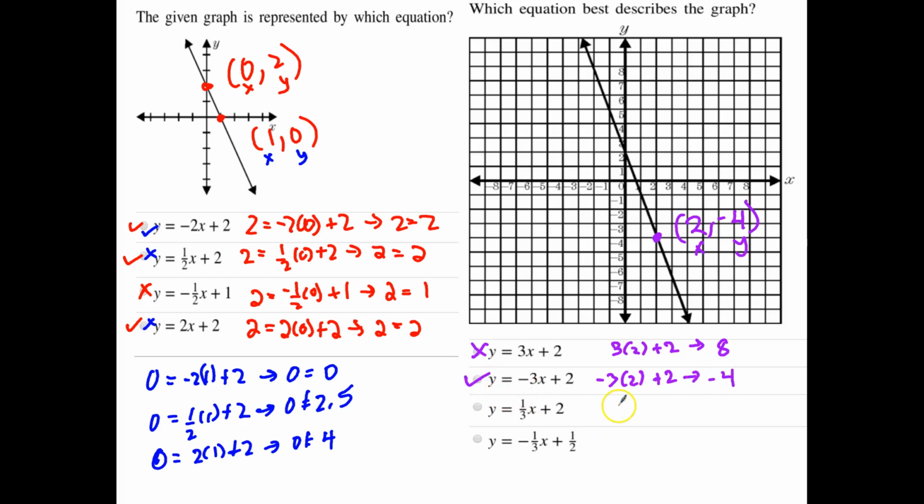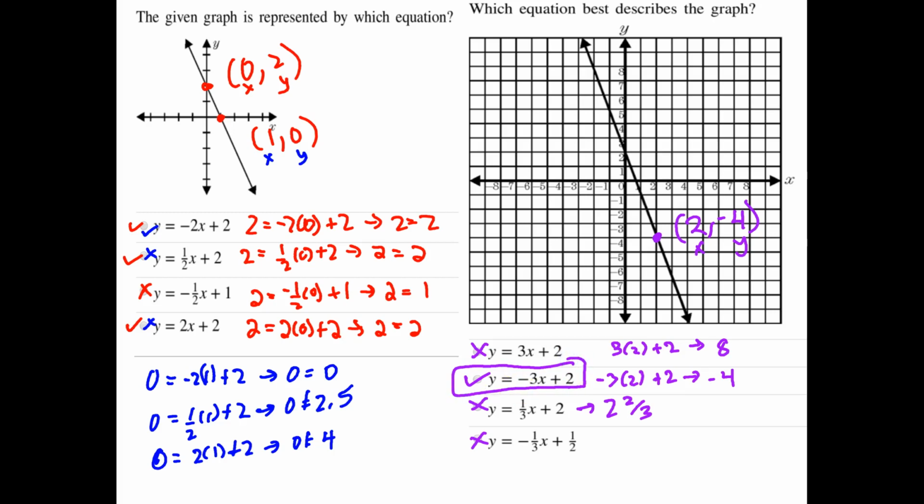Let's see if you work. I put in 2, 1/3. We take a third of 2. You get 2/3 plus 2. So this gives you 2 2/3. You don't work. And if I put in a negative 2, okay, so there's only one answer. All right, so the answer has to be negative 3x plus 2. Input and output.